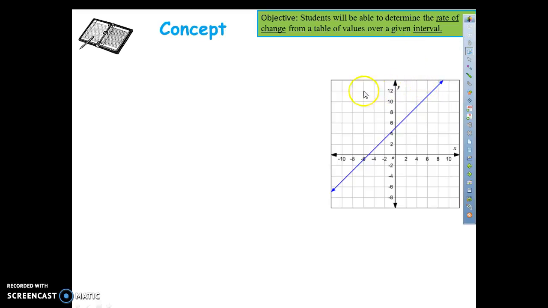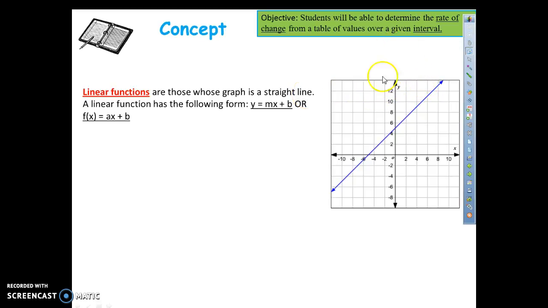Okay, so for today's concept, we're going to compare linear functions, which we spent a lot of time talking about the first semester. So remember all the way back to 8th grade, Ms. Agassi, Ms. McCloskey, right? All of these things were talked about there.